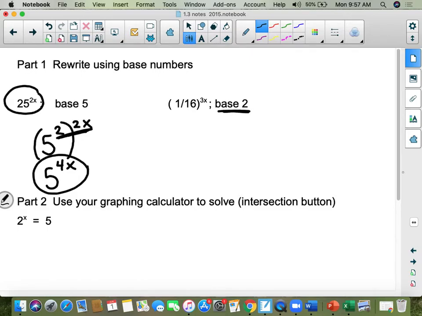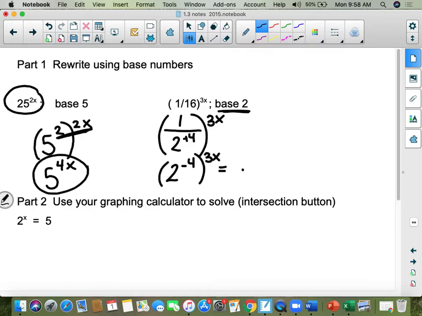They want you to write it in base 2. I know that 1/16 is the same thing as 1 over 2 to the positive 4, raised to the 3x. 2 times 2 times 2 times 2 is 16. I don't like it up in the denominator. I'm going to bring it back up, so if I flip it, it becomes 2 to the negative 4 raised to the 3x, which ends up being 2 to the negative 12x.